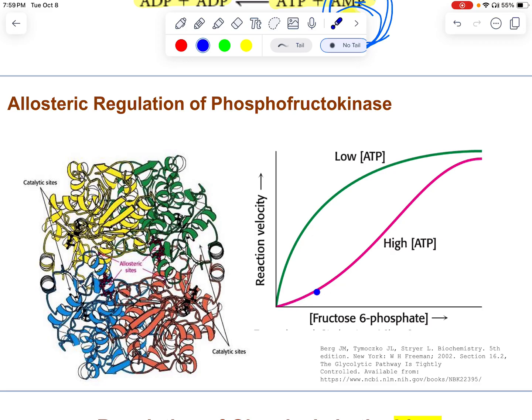And we see this curve shift to the right, and it's very sigmoidal. But when we have really low ATP, we see the curve that is less allosteric, right? We start shifting back to the left.